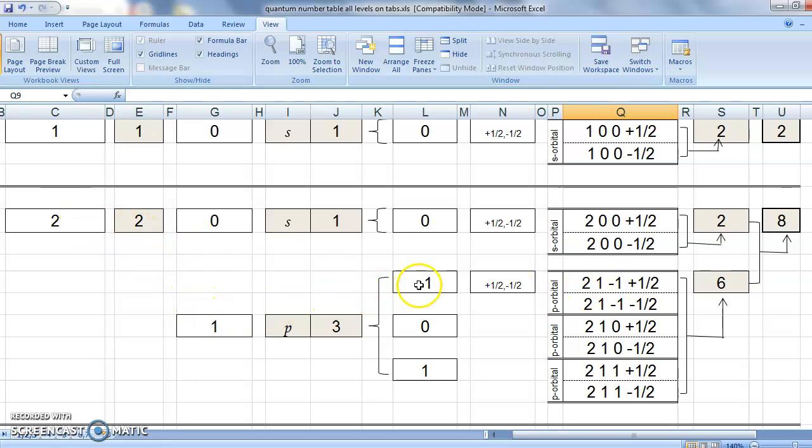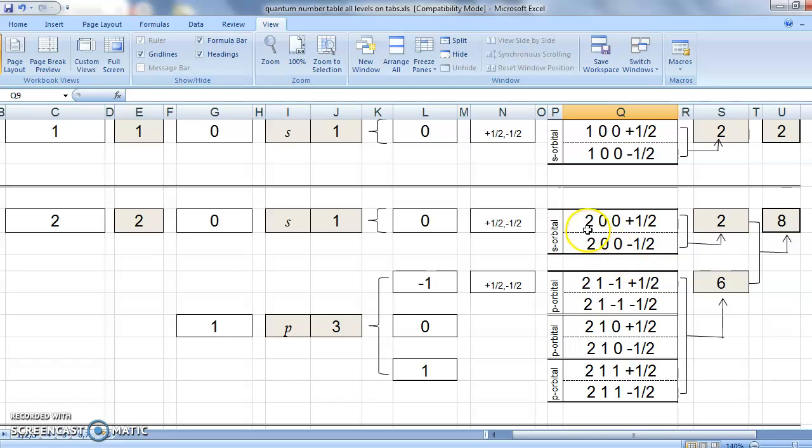2, 1, minus 1, minus half. There's those numbers. 2, 1, 0, plus half. 2, 1, 0, minus half. 2, 1, 1, plus half. 2, 1, 1, minus half. I can put these sets of numbers together 6 different ways. So there's six number sequences.